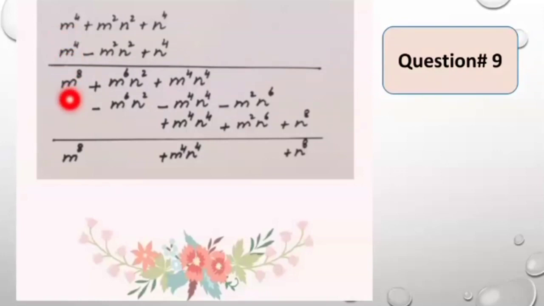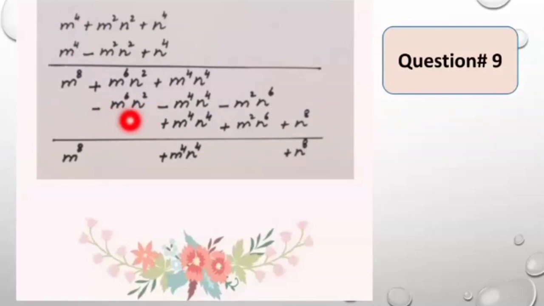Answer will be m raised to power 8. Now multiply m raised to power 4 with m square n square. The product will be m raised to power 6 n square. Now multiply m raised to power 4 with n raised to power 4. The product will be m raised to power 4 n raised to power 4. Now multiply minus m square n square with m raised to power 4. The product will be minus m raised to power 6 n square.